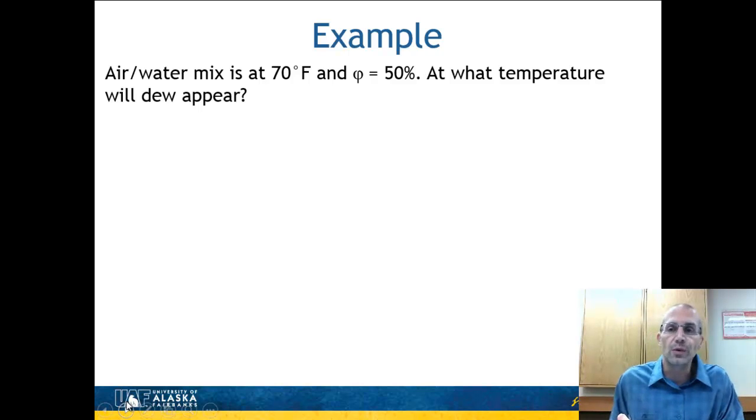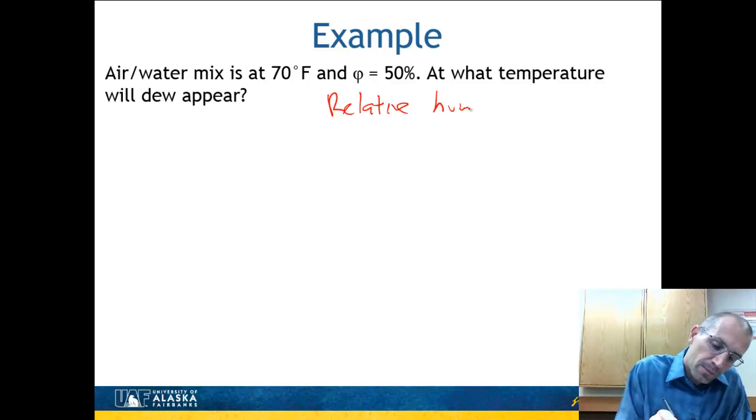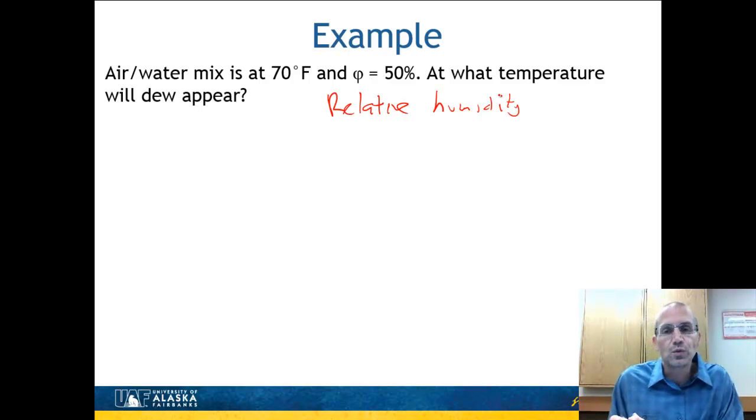So let's go ahead and do an example. We have an air-water mixture, like atmospheric air. It's at 70 degrees and a relative humidity of 50%. This is usually called relative humidity. The question asks at what temperature will dew appear. This is a common problem you would see in the morning. You wake up, it's cooler outside, and there may be dew that collects on the grass.